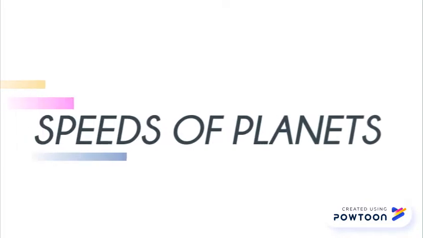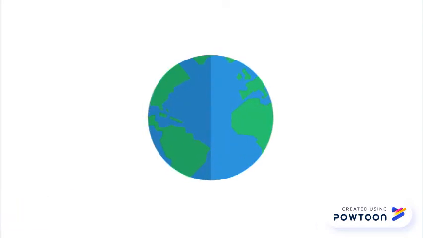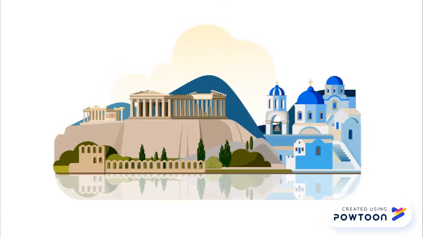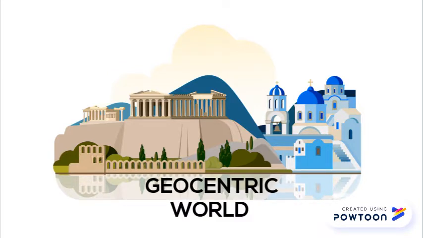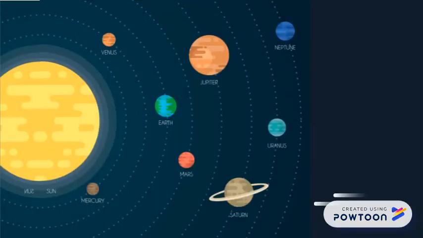Let's move on to the speeds of planets. Earth moves around the Sun. Whoa! Pretty fast. Whoa! Kidding! Everybody already knows that. But have you ever wondered how humanity finally stopped thinking that everything revolved around them? Originally, in ancient Greece, people thought they lived in a geocentric world, where everything revolved around Earth in perfect circles, when in fact, everything orbits around the Sun.